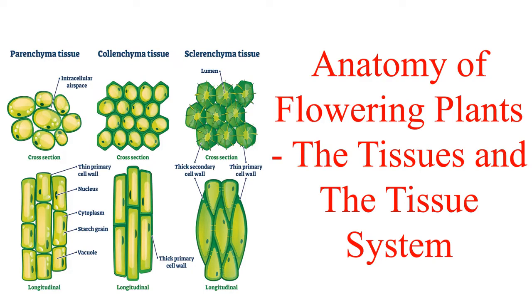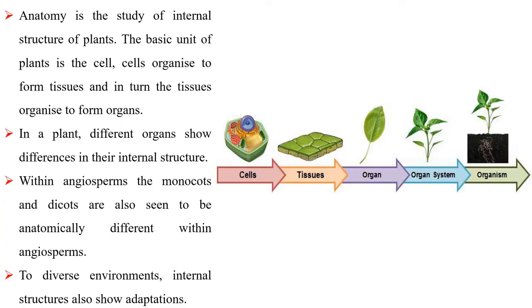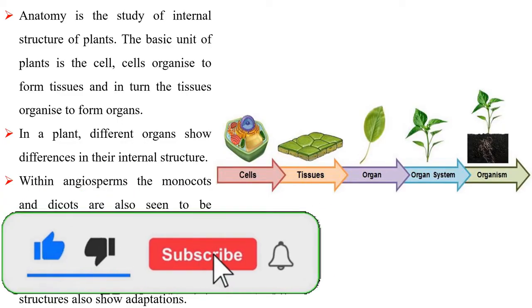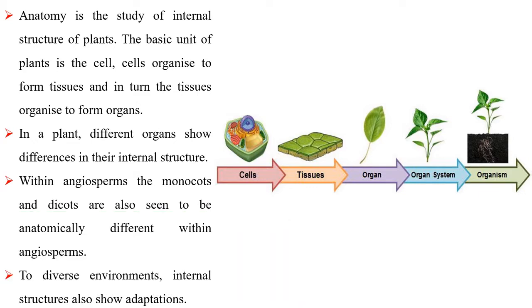Anatomy of flowering plants, the tissues and the tissue system. Anatomy is the study of internal structure of plants. The basic unit of plants is the cell. Cells organize to form tissue, and in turn the tissues organize to form organs.